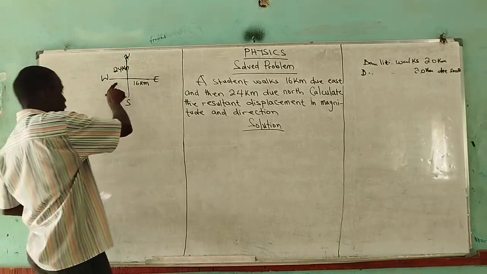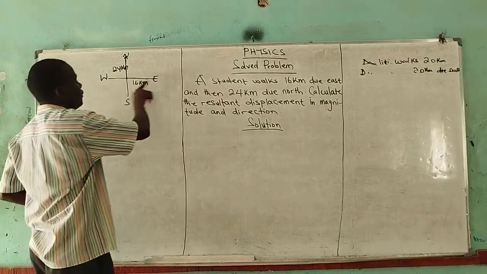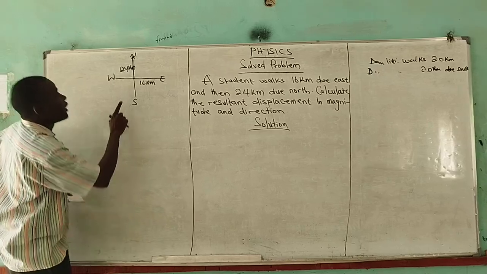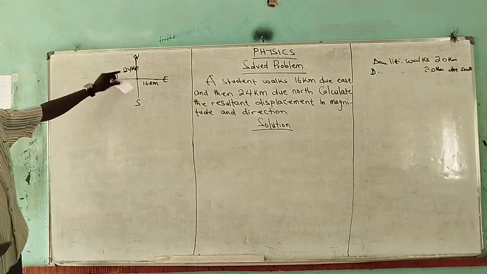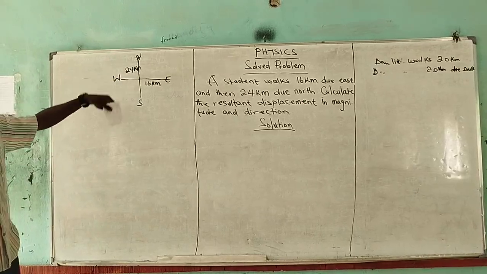Nan ya ce kilomita nawa? 16 ya nufi ina, ya nufi east. Sannan kuma ta kilomita nawa? 24 ya nufi ina, ya nufi north. So wannan shine hint na yadda zamu gane zana.